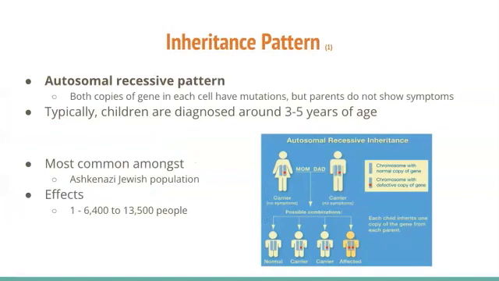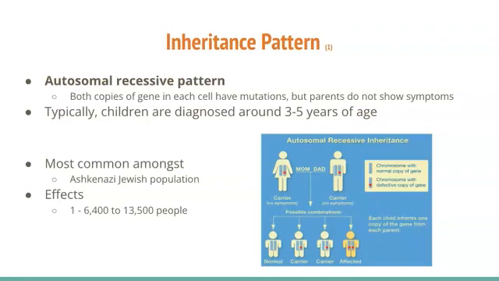Inheritance pattern. This disease has an autosomal recessive pattern, and that is where you'll have two parents who are both carriers of this disease, but they do not show symptoms themselves. They each have one chromosome that is defective, and they each have one chromosome that is normal.